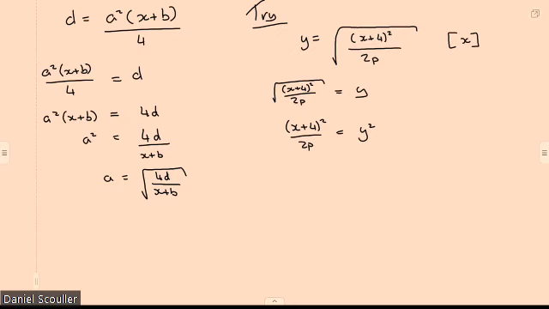Then we get rid of that fraction because it's interfering with everything above it. So that x plus 4 squared equals 2py squared. Yeah, so far so good.